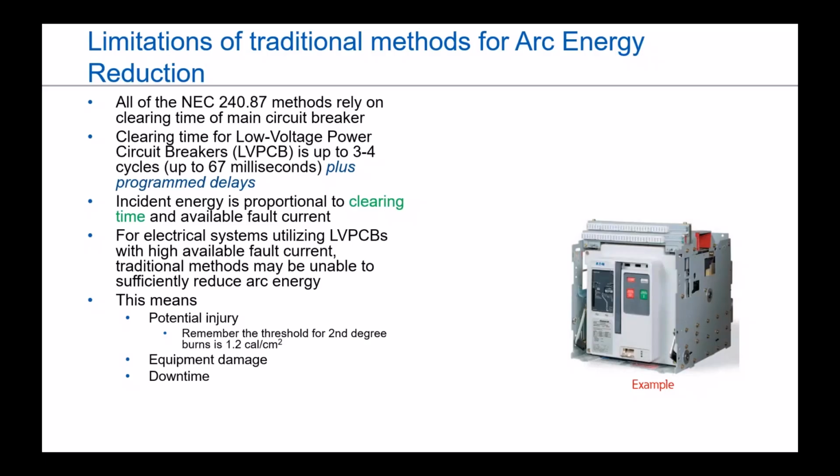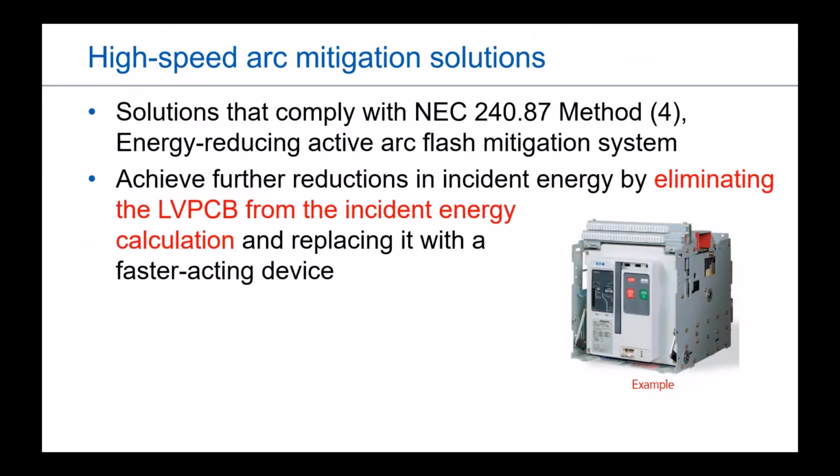So again, we talk about 1.2 calories per centimeter squared is really our sweet spot that we've been targeting. So it's potentially to the point where you may not even be able to get down that far. So that's what drives us to these arc flash mitigation systems.